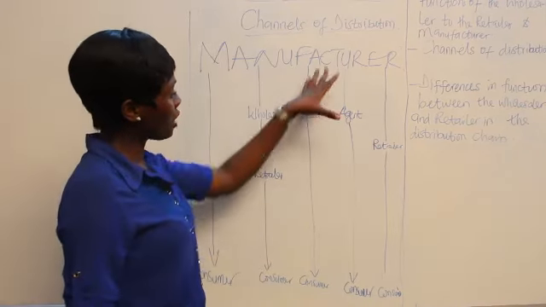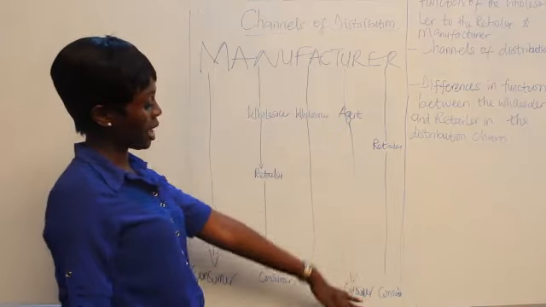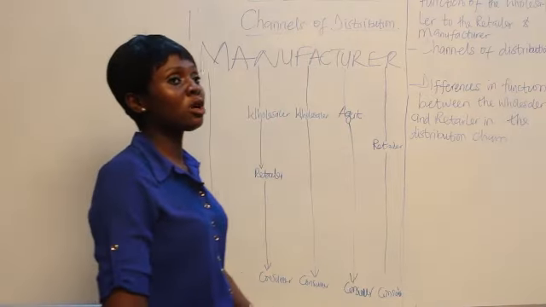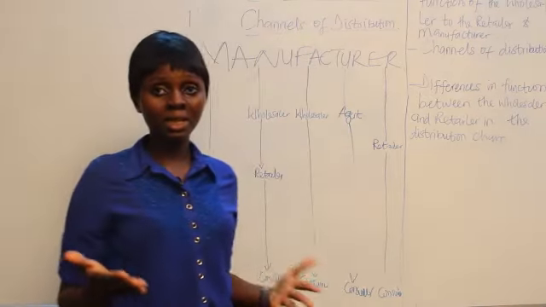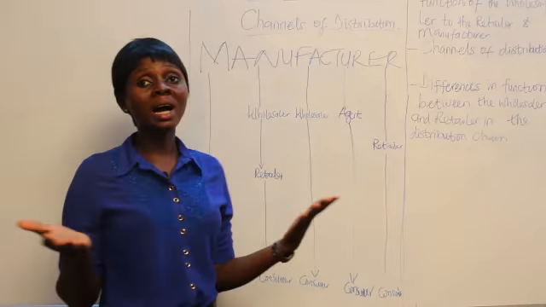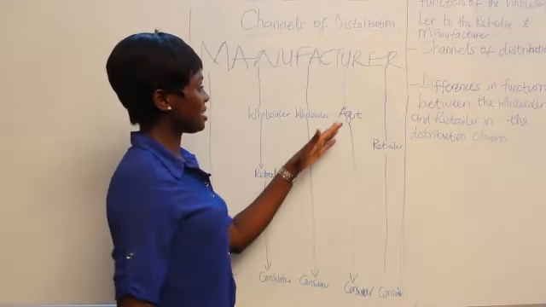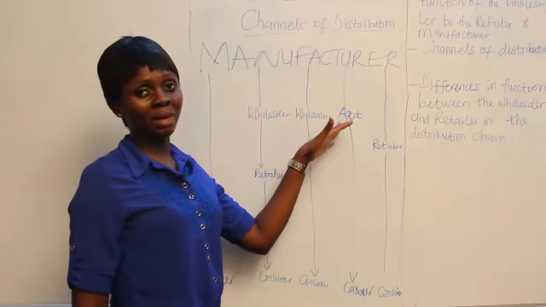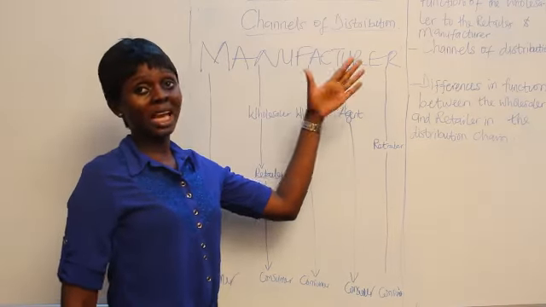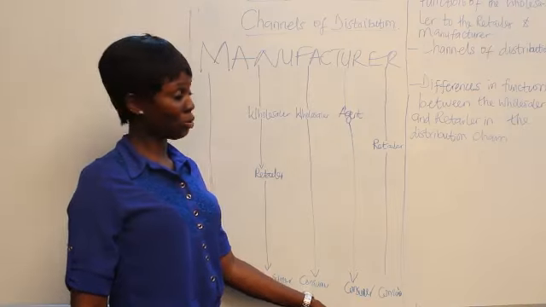Now, here on the fourth chain, we have the agent and we have the consumer. In aspect of building, if you want to rent an apartment, for instance, you have to go through an agent, and the agent acts as a middleman between the landlord and the tenant, who is the consumer.